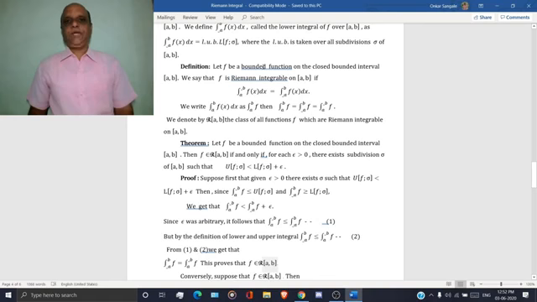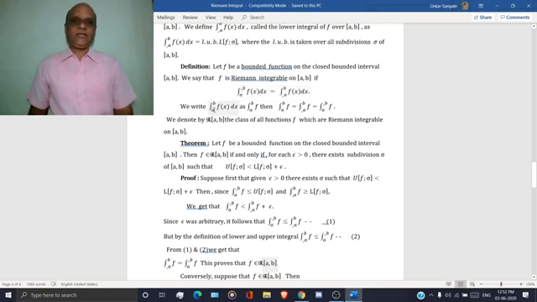Let f be a bounded function on the closed bounded interval ab, then we say that the function f is Riemann integrable on the closed interval ab if the upper integration a to b of f of x dx is equal to the lower integration a to b of f of x dx. It means if the upper integral and lower integral are equal, then that function is called a Riemann integrable function over the closed interval ab.